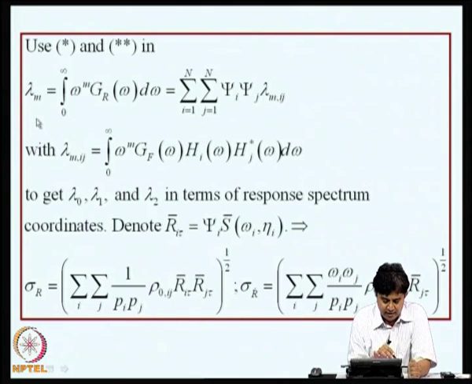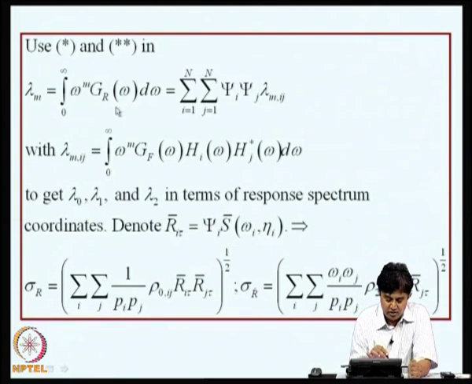and go back to our expression for the mth order spectral moment for the response process R(t), where there is a summation implied. We were discussing the spectral moments of the generalized coordinates. Now, we have to go back to the sum. So, lambda_m is this, and lambda_m ij is the mth spectral moment associated with the ith and jth generalized coordinates.